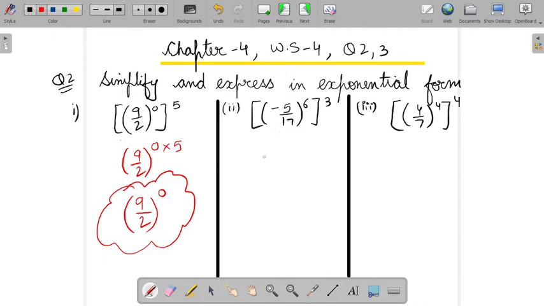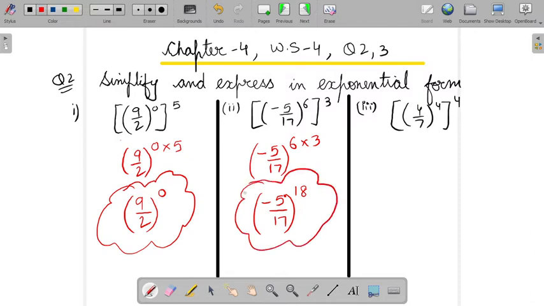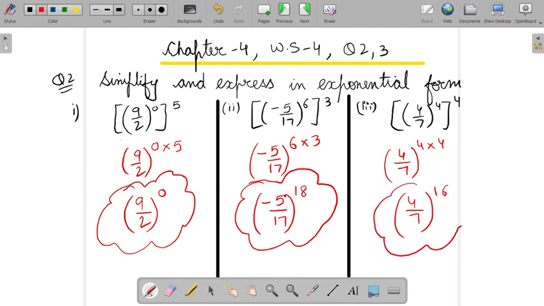Same way the second part, how will we do it? Minus 5 by 17 power 16 multiply 3. So it would be minus 5 by 17, and 16 multiply 3 would be the power here. Similarly in the third part, 4 by 7. So it would be power 4 into 4. So 4 by 7 power would be 16. So this would be the answer.